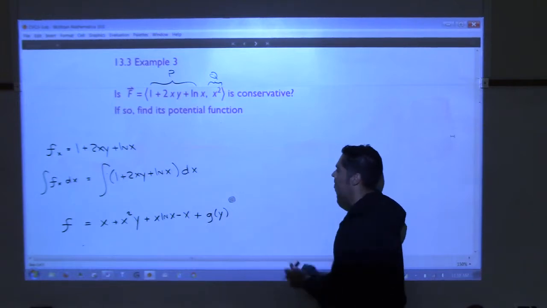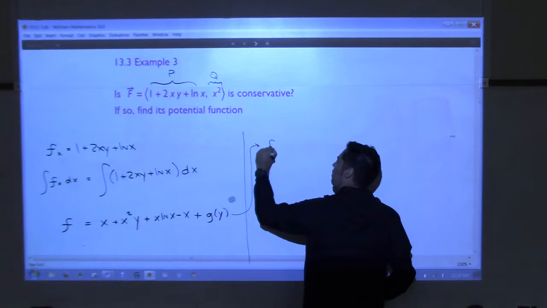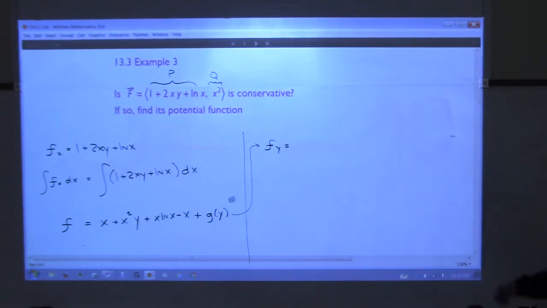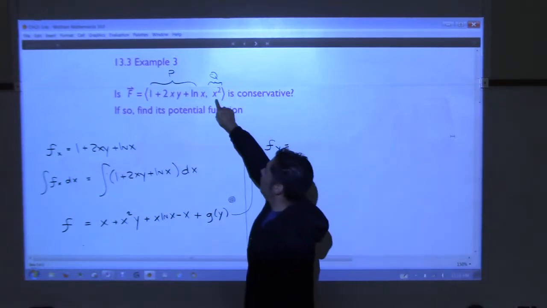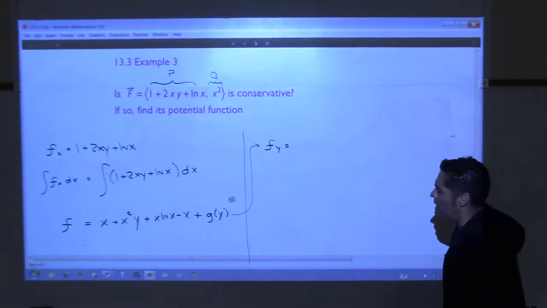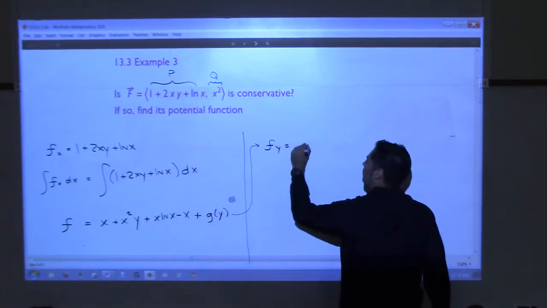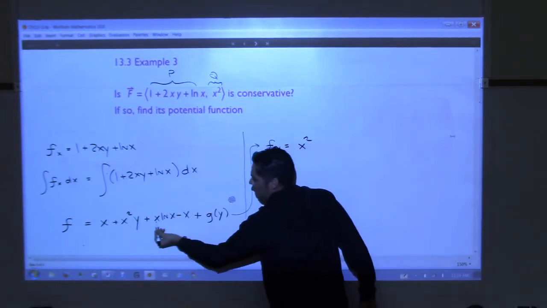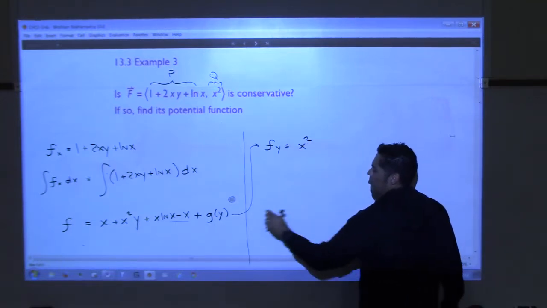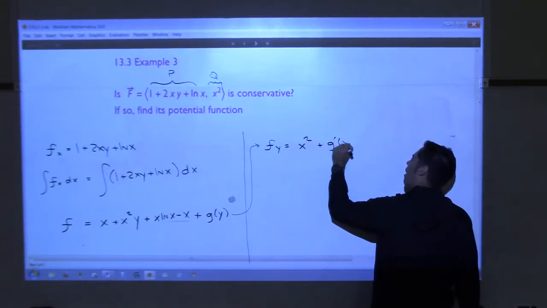So now what I do is I take this result and I take its derivative with respect to y, and I figure out what I would get. And I'm going to try and match it to this, because that's what it needs to be, right? Okay, so what is the derivative of f with respect to y? So that's 0. This is x squared. All right, what's the derivative of all of this right here? 0. So I'm not going to put it. And then what's the derivative of g of y? Let's say g prime of y, right?